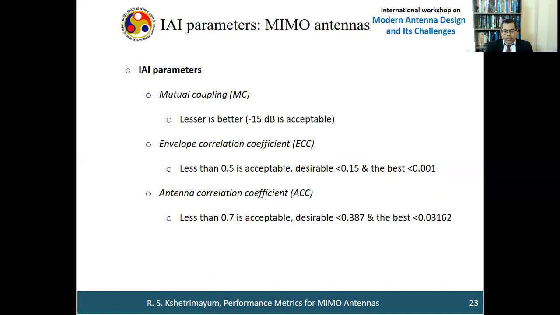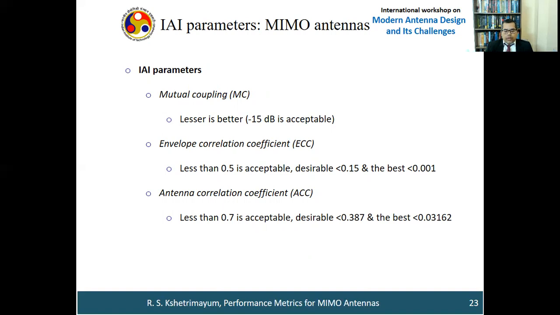Similarly, the envelope correlation coefficient is acceptable when it is below 0.5, but I think we should revisit this criterion. ECC should be reduced to less than 0.1, and the most desirable should be around 0.0001. We'll discuss that in this talk. Why should we revisit the acceptable value of ECC, which is 0.5? Our new acceptable value is 0.1 and the desirable value is 0.0001.